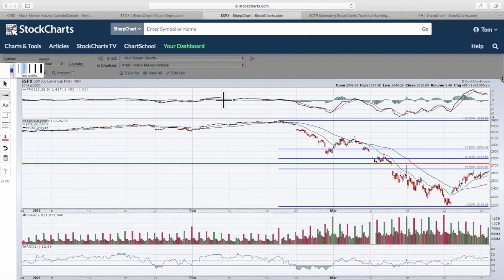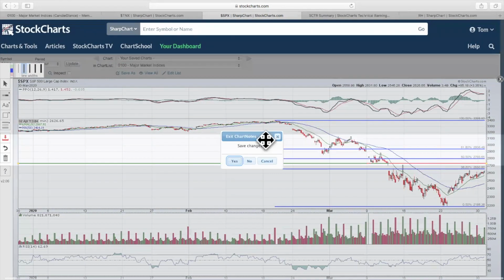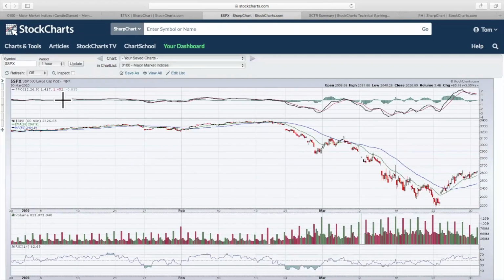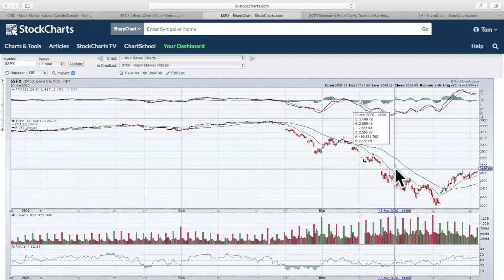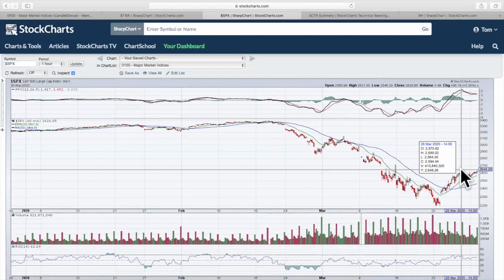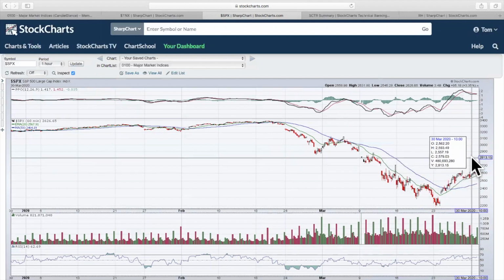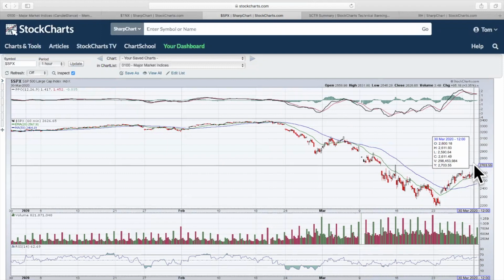Actually, let's get out of this for a second. And I'll give you this number: 2740, 2741. So 2741, keep that in mind. This reaction high right here was 2710. So we got 2710, 2741. The Fibonacci retracement was 2650, up near 2800 was the 50%. So we're moving into a territory with multiple levels where we could see a reversal.